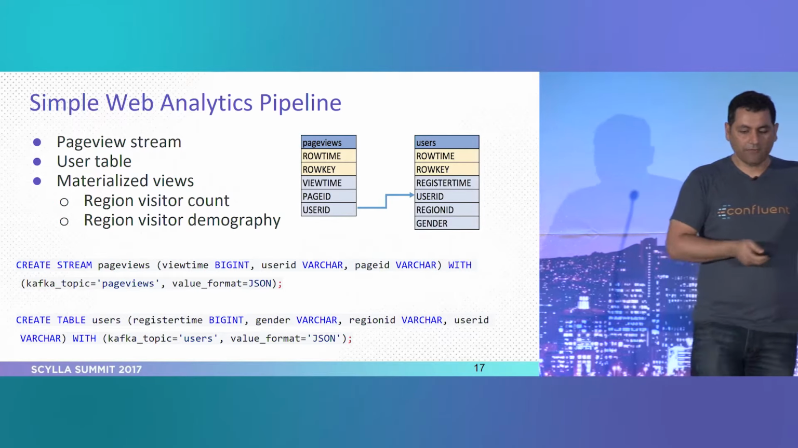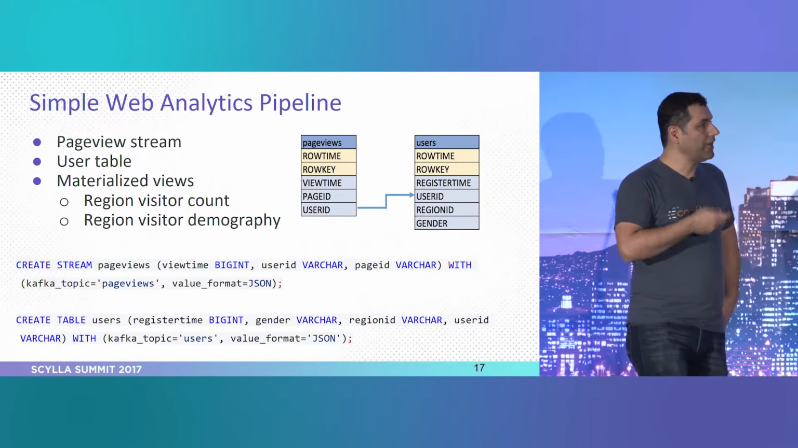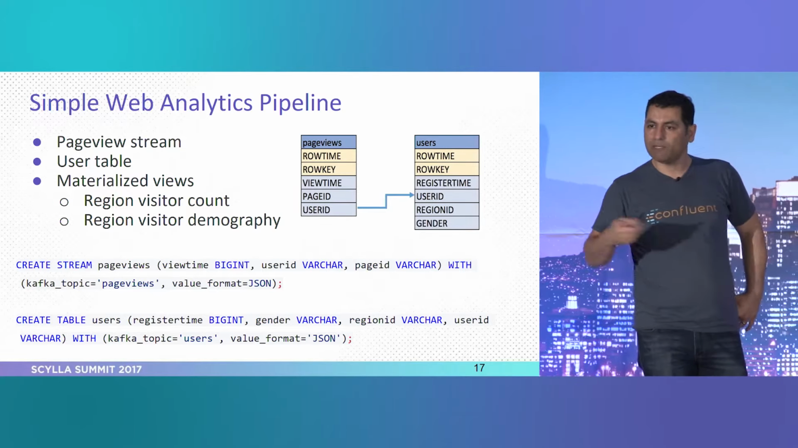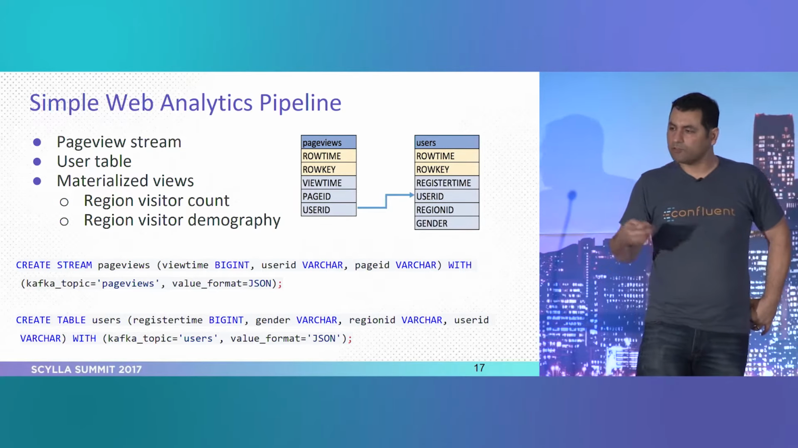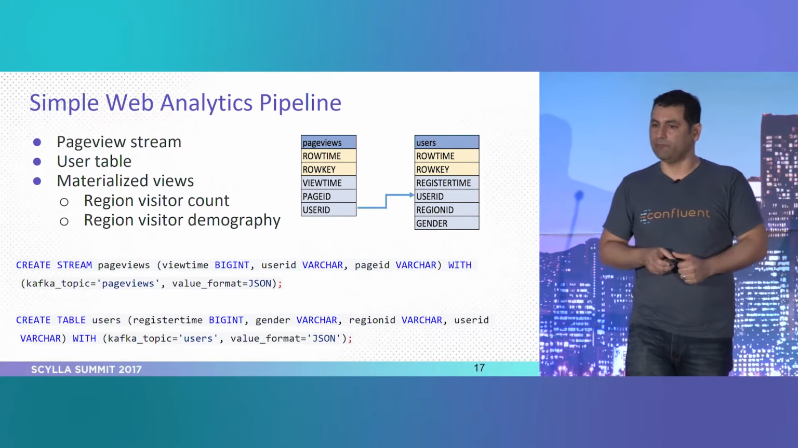Let's say we want to create two materialized views and store them in Scylla or Cassandra. We want to have a count for every region, how many visits we had from every region, and we also want to see the demography of the region, male and female visitors for the website from different regions.